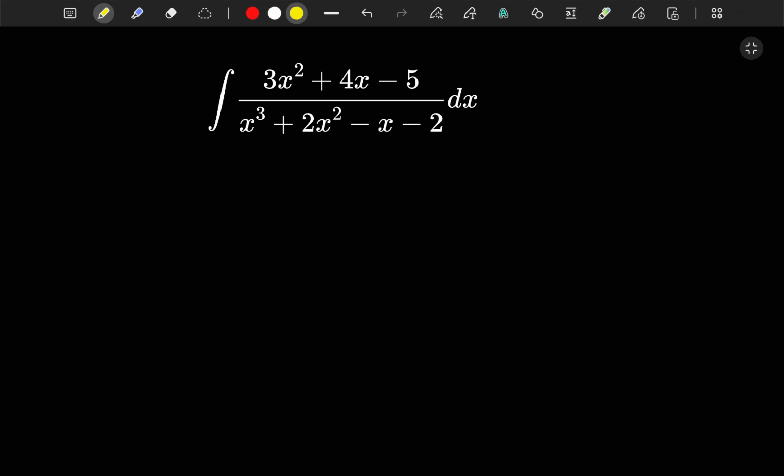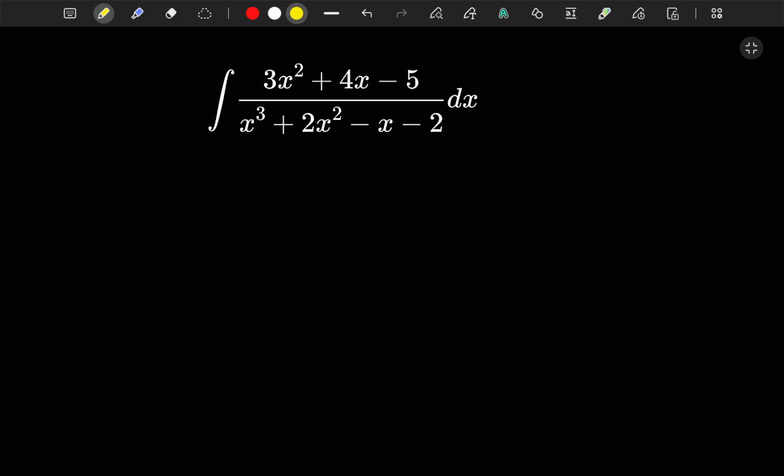We have a question here. Integrate (3x squared plus 4x minus 5) over (x cubed plus 2x squared minus x minus 2) with respect to x. If you try to factorize the numerator, you may not find the factors. So the best thing to do is to factorize the denominator. I've tried it, it's not working. Let's do the denominator first.